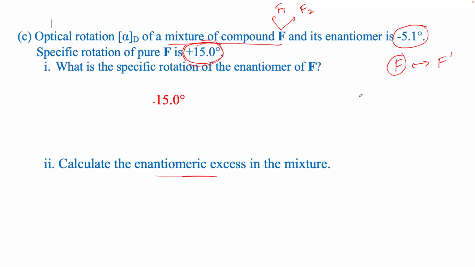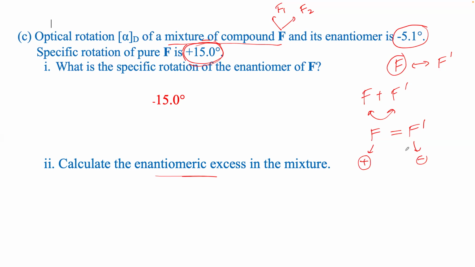When you have F plus and F minus, these are the two enantiomers, right? If their number of moles are equal, if they're in equal amounts, what you get is a racemic mixture, and the optical rotation is 0. So imagine this is the plus enantiomer and this is the negative enantiomer. If you have an equimolar mixture, the optical rotation is 0.